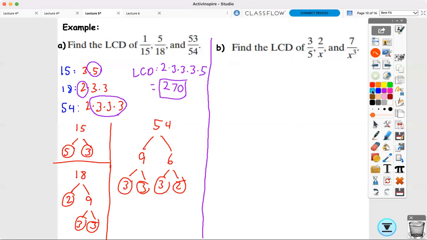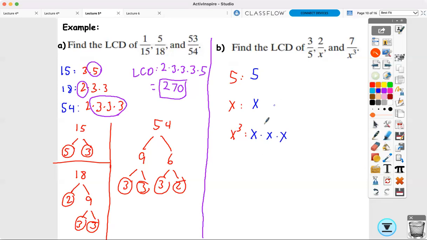All right. B is a lot easier, guys. B is slightly easier because the denominators are 5, x, and x cubed. Well, 5 is just 5. We cannot break it down, right? Because it's a prime already. x is just by itself, so we can leave x alone. And x cubed is x times x times x, right? This is 5, this is x, and this is x times x times x.